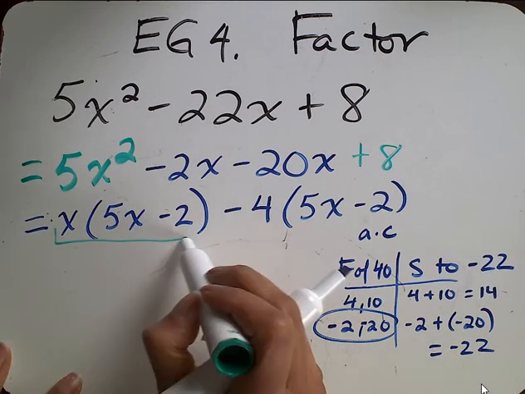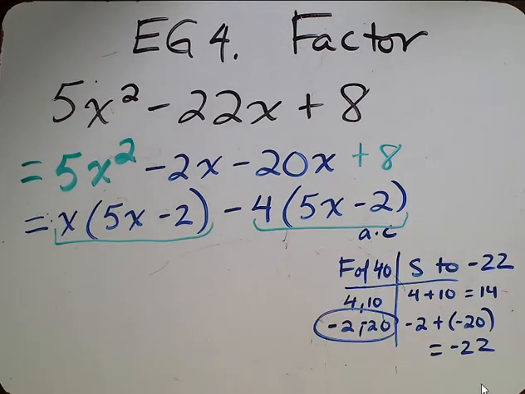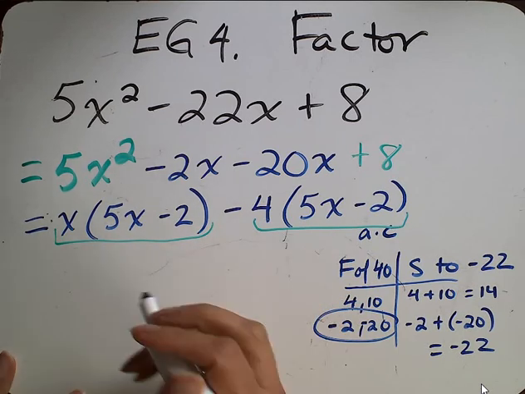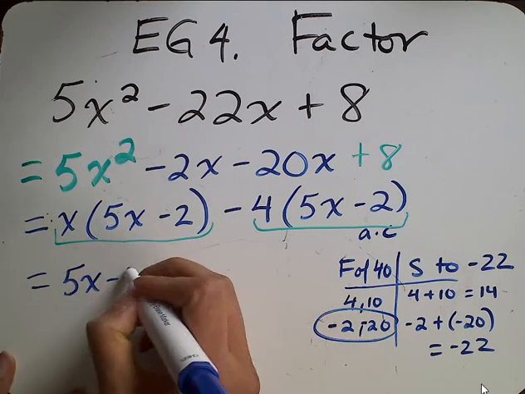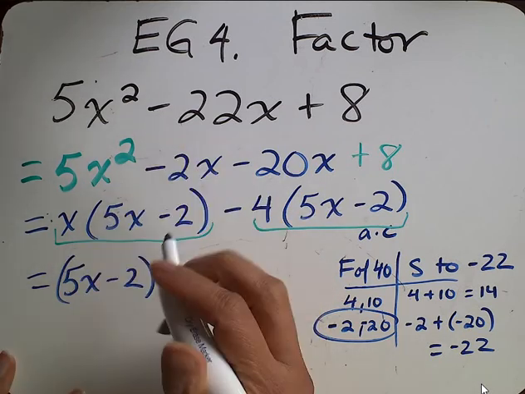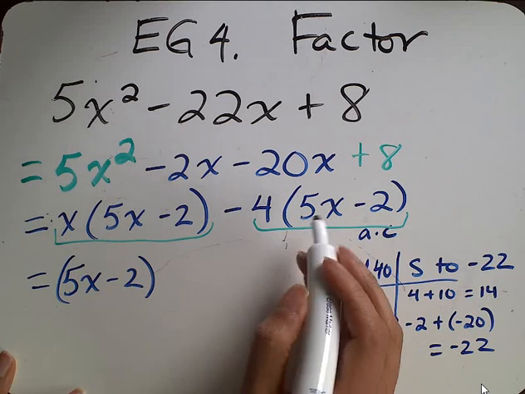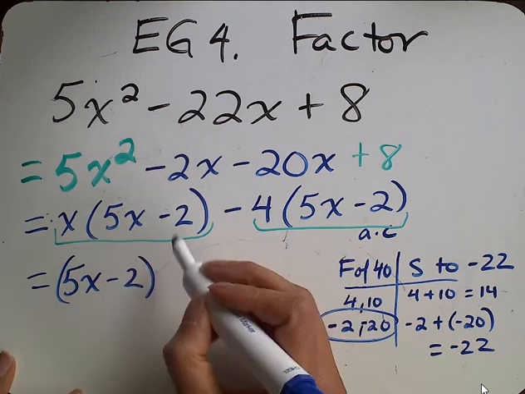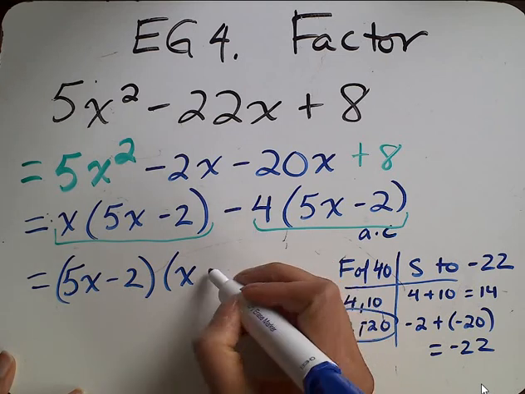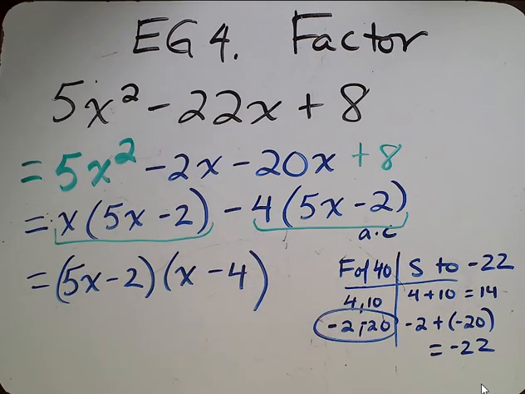Take a look. Here's a term and here's a term. I'm going to common factor, so what's common in my 2 terms is the 5x minus 2. I'm going to factor it out. And what's left when I divide out the 5x minus 2 from both terms is an x over here, and over here I'm left with the negative 4. So that is now factored. It's written as a product.